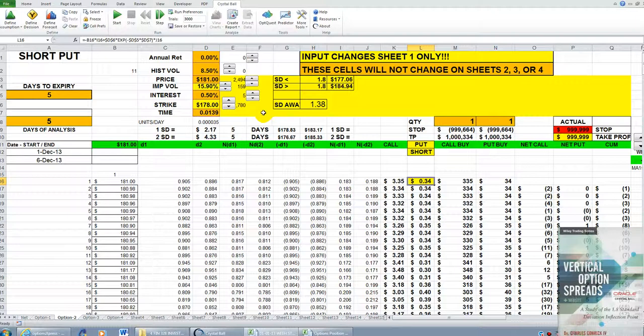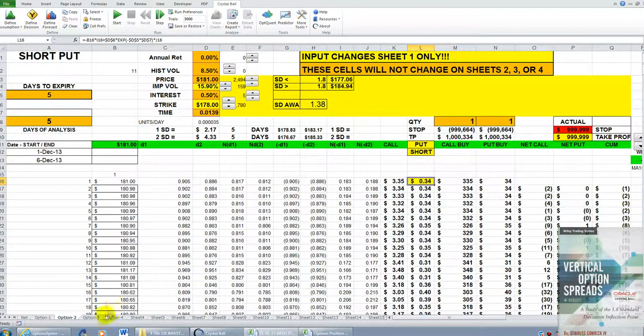But the further you get away from the strike, the more the implied volatility is going to go up, especially on the put side, simply because people are effectively pricing the options the way they think things are going to happen, which is what affects the implied volatility.